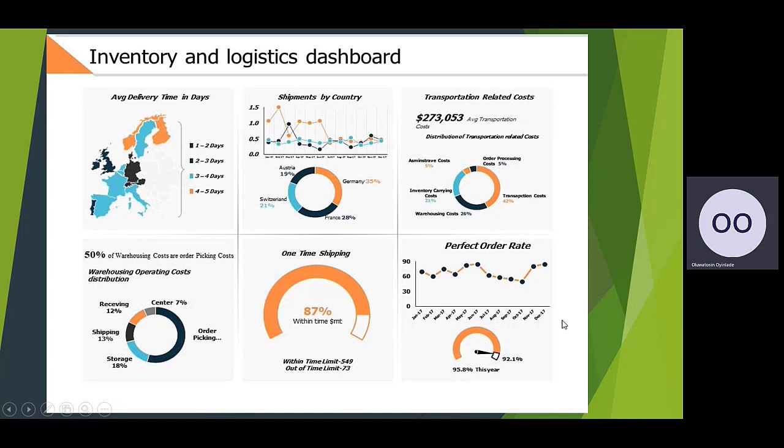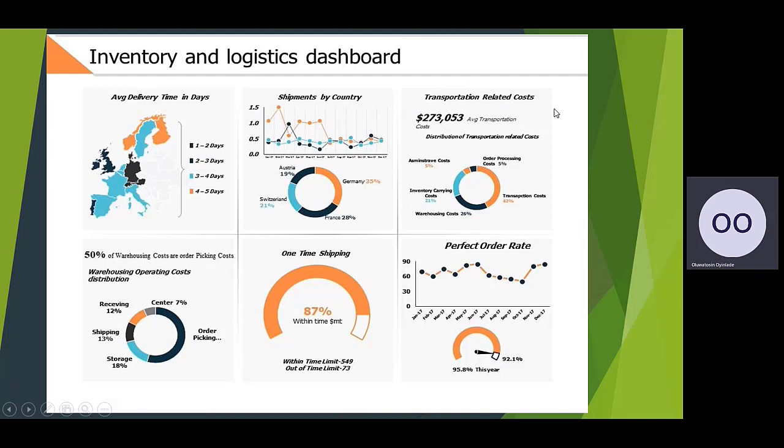Okay, so there's inventory and logistic dashboard. So average delivery time in days. So there's a map here. A map here is being used to show the location. Then you see 1 to 2 days, used within, they are in this location, 2 to 3 days, 3 to 4 days. You can see all of this blue, 4 to 5 days. The location, shipment by country. So we have 4 countries. So you can see the lines 1, 2, 3, 4. So you can begin to look at it per month and see the line graph showing shipment by country.